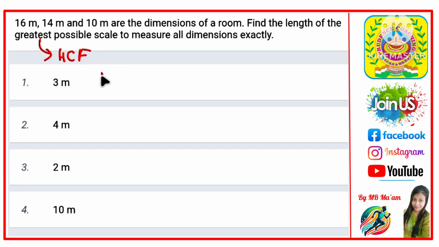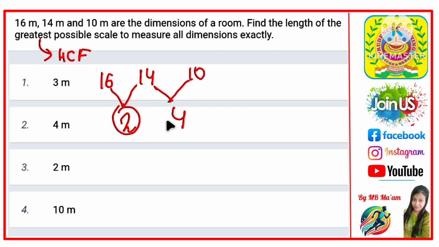For that, the easiest method is to find the difference of the given numbers. So if we find the difference, we get 2, and if you find the difference over here, you get 4. Now 4 can divide 16 without leaving any remainder, but 14 divided by 4 leaves a remainder. So 4 cannot be our answer, but 2, which is a factor of 4 as well, can divide 16, 14 and 10. So 2 will be our correct answer, that is option number 3.